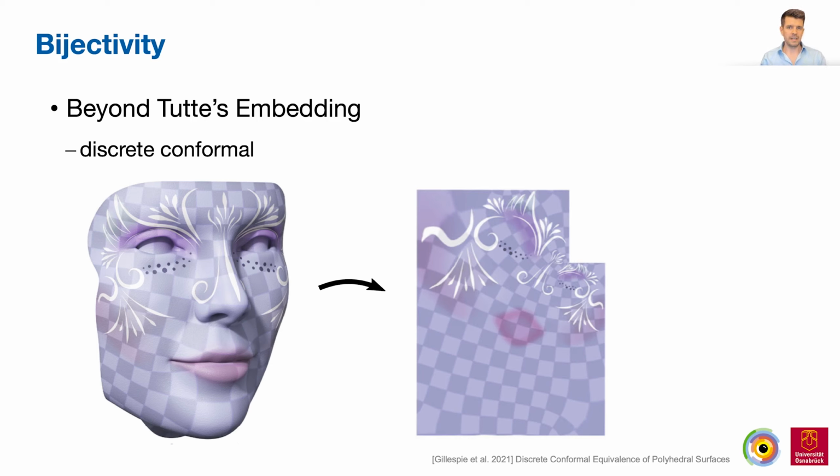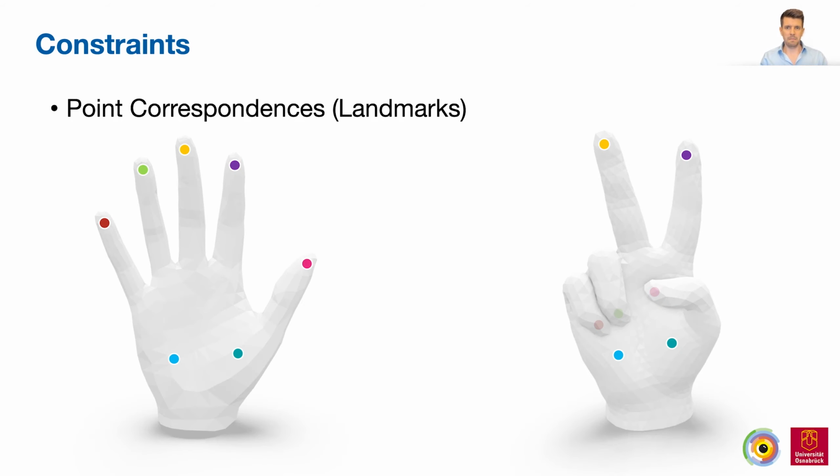All right, now we know how to get some map that is bijective, but how to ensure that the map respects prescribed correspondences? So we want that some particular point on A is supposed to map to a particular point on B. Yeah, and we typically want this for a bunch of such points, sometimes also referred to as landmark correspondences. The problem: neither with Tutte's embedding nor with the discrete conformal mapping techniques we just mentioned can we control where points map to specifically.